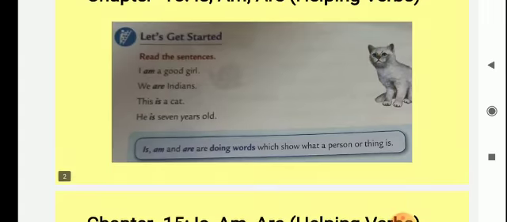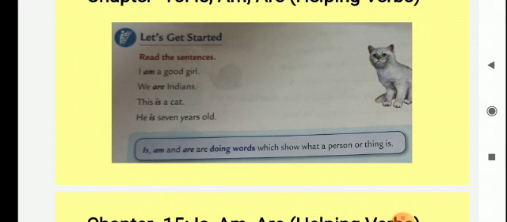So you can see from the examples given in your book, read the sentences. I am a good girl. It tells us the condition or the state of being a good girl. We are Indians. The subject is many, we, so it is a plural subject, and that's why we are using are with it. Now, the next sentence is, this is a cat. Here you are pointing to this picture and saying, this is a cat.